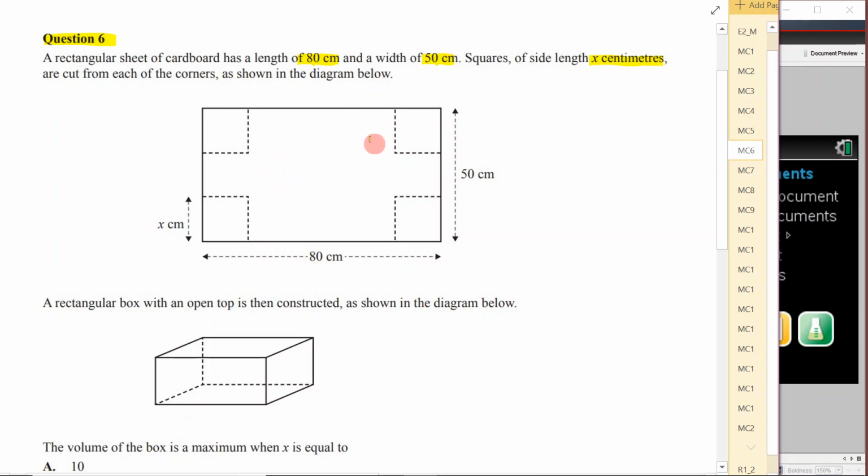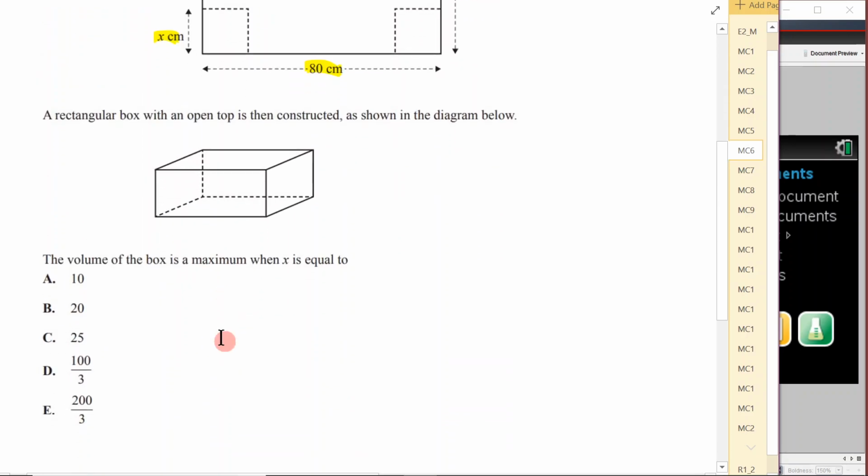So here is our rectangular sheet of cardboard. It has a length of 80 centimeters, it has a width of 50 centimeters, and as you can see here, we have squares of a length of x centimeters cut from each of the corners. We continue reading. A rectangular box with an open top is then constructed as shown in the diagram below. Here it is right here. So after we've cut out the squares, we are then folding it up and creating this box.